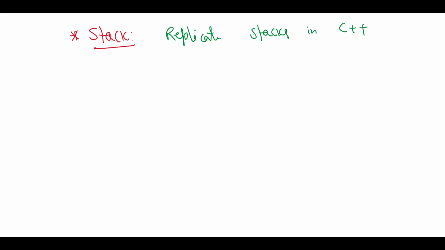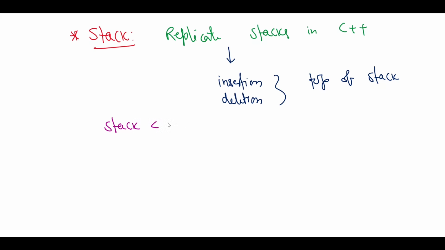The stack container is used to replicate stacks in C++, and for this, insertion and deletion are both done at the top of the stack. If you want to implement a stack in STL, you have to write stack, then the data type for which you want to create the stack, and then the stack name. It is similar to other containers that we have discussed till now. You have to include a header file for using this container, which is named stack. So it's not that difficult to guess at this moment, I think.